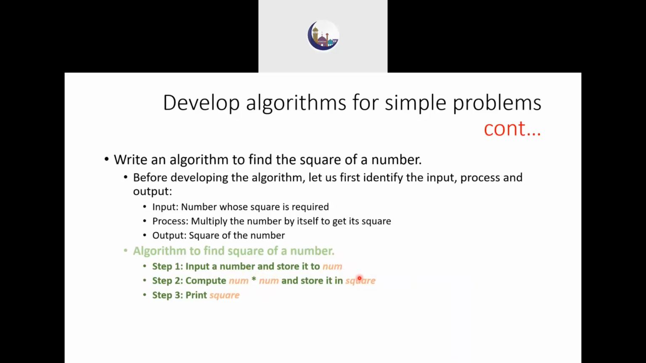Basically, a variable is nothing but a name given to a memory location where you will save a certain value. Okay. So in step one, you read a particular number as input and store it into a variable called num. And then in step two, you compute num into num. For example, let us say 2 into 2, and you are storing that result 4 into a variable called square. And then in step 3, you are basically trying to print that particular square value.